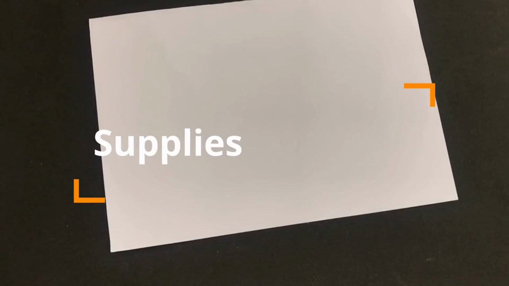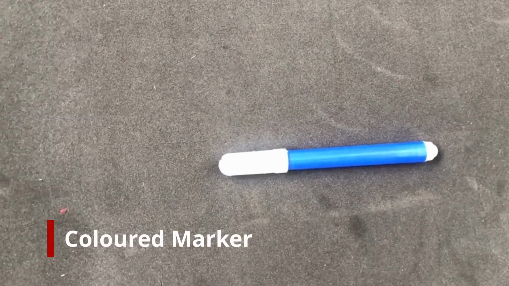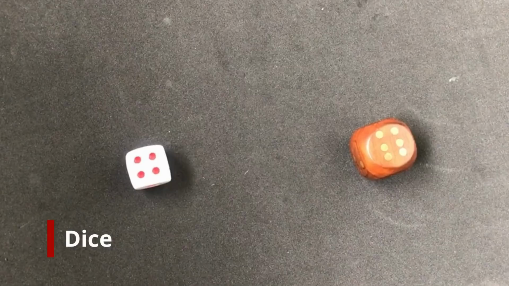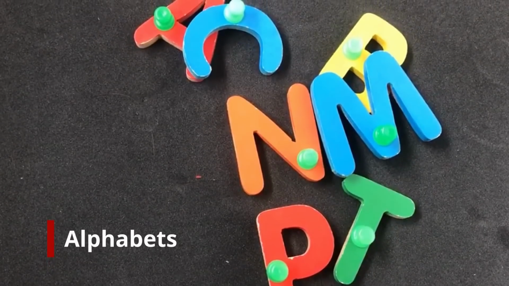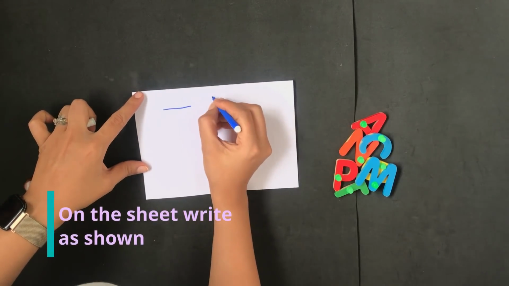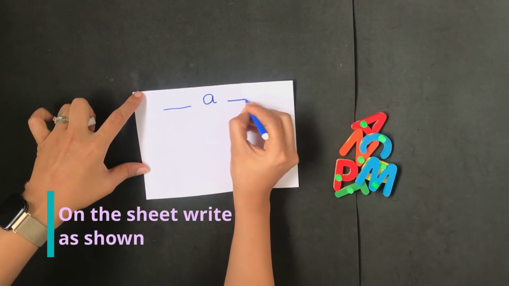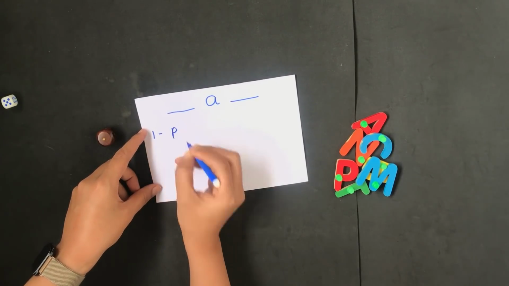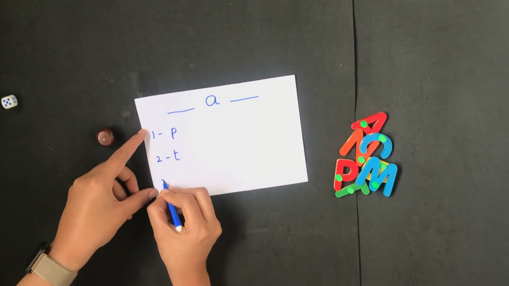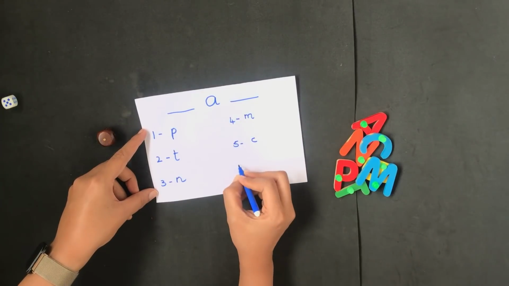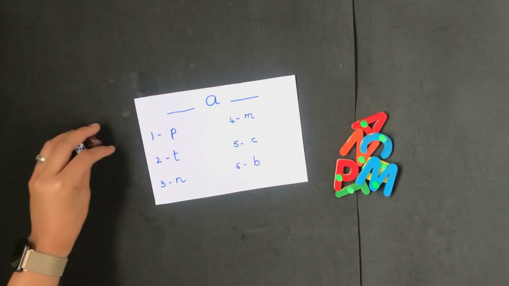The next activity is CVC words with dice. We need A4 sheets, colored marker, and 2 dice. Oh well, I used some alphabets from Muskan's toys as well. On a sheet, we will leave some space for the consonants and only write the vowels. We will write 6 numbers and with them write 6 consonants.